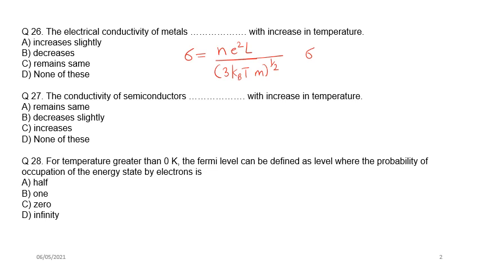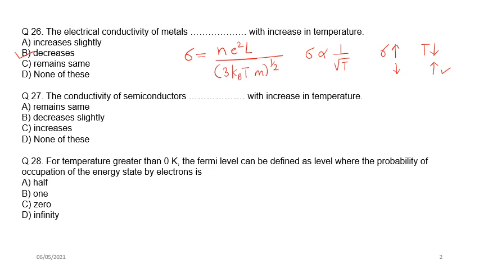So we can say sigma is inversely proportional to the square root of temperature. Sigma will increase if the temperature is decreased, and sigma will decrease when the temperature increases. Now see the question: the electrical conductivity of metals dot dot with increase in temperature. When the temperature increases, electrical conductivity decreases. So option number 2 is the correct option.